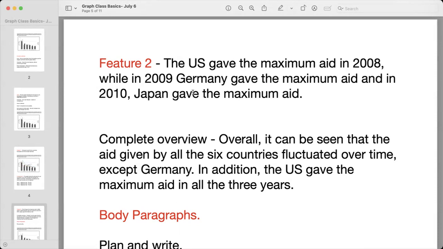Here I wrote another sentence because one of my students asked me a doubt here. Here I've written, in addition, the US gave the maximum aid in all the 3 years. While I was teaching the class, one of my students asked what would happen if in 2009 some other country gave the maximum aid and in the third year some other country. I said, I'll write the complete thing. So I'll show you here. The US gave the maximum aid in 2008, while in 2009 Germany gave the maximum aid, and in 2010 Japan gave the maximum aid. Now, a lot of you will read this line and say, a lot of repetition. Don't worry about the repetition.